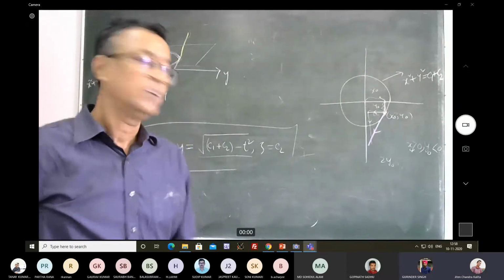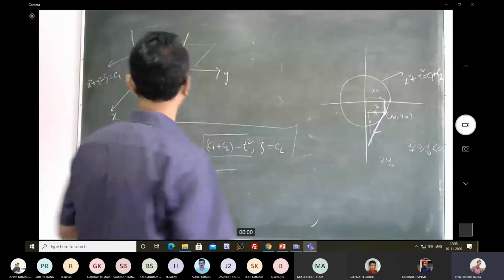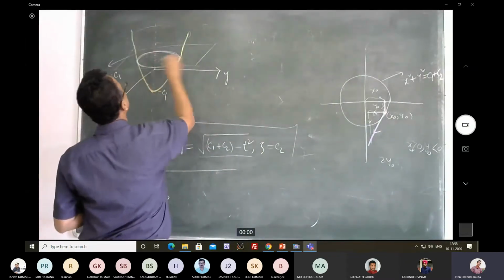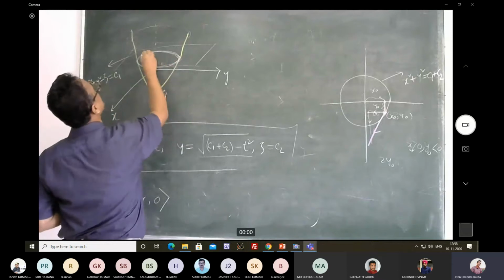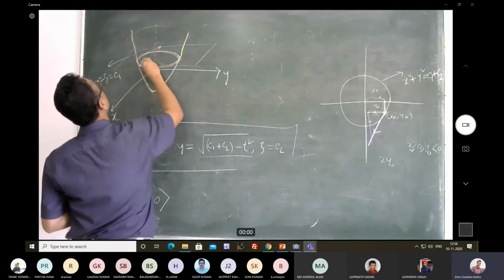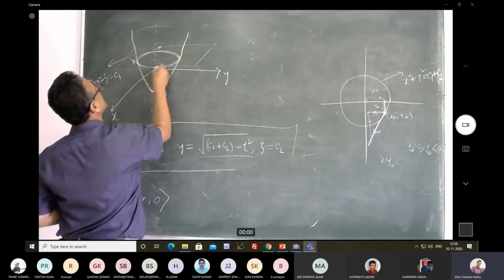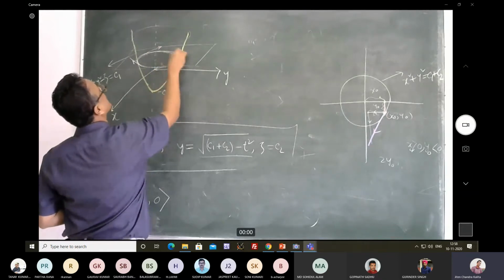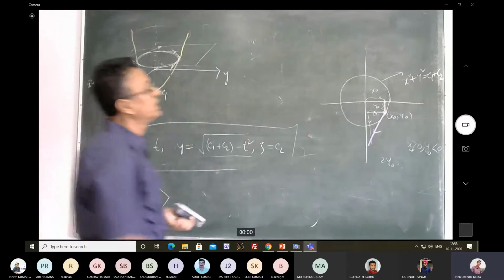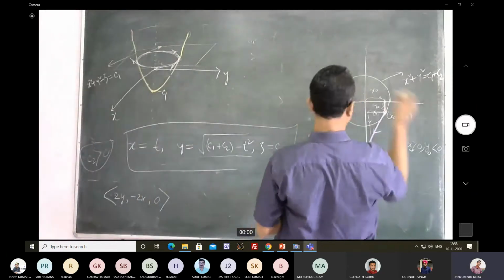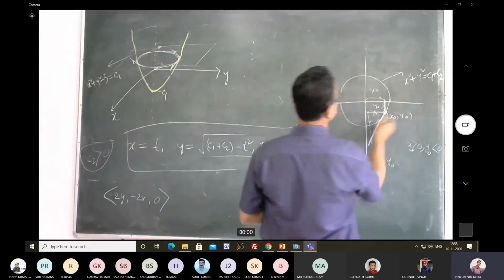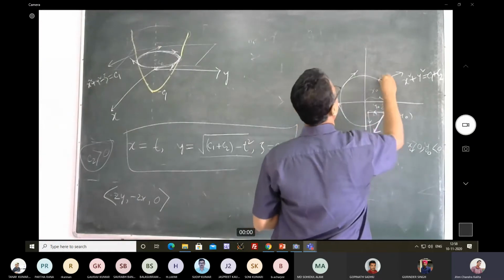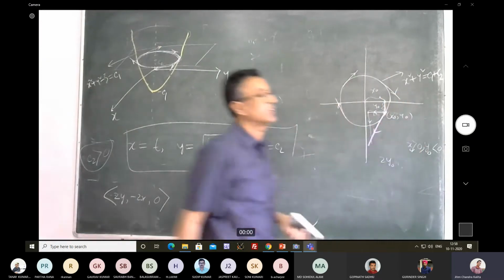Okay? Yes, sir. So basically, if you want to draw the tangent vectors here, it is going to be something like this. It is going to be something like this.